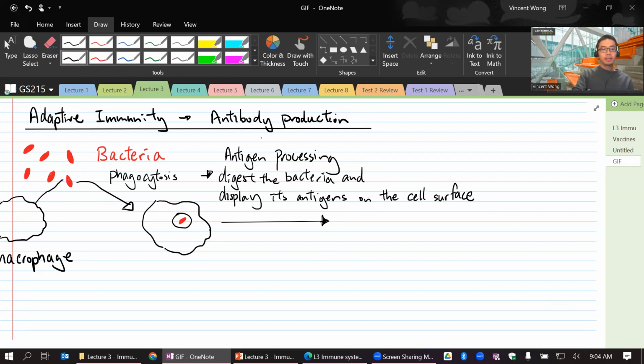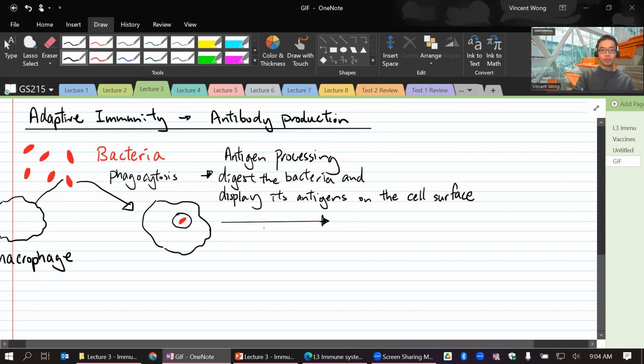It's probably easier to understand if I draw a picture for you. So what that means is the macrophage will eat the bacteria, it will break it down, and then it will take some of those bacterial bits, the bacterial antigens, and put it on its surface. Put it on the surface of the macrophage, that is. Okay, so that's the bacterial antigen.